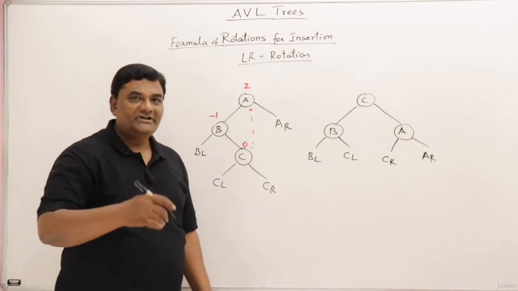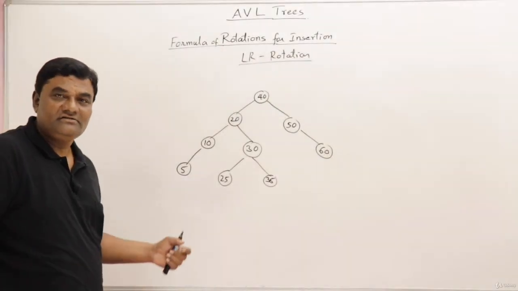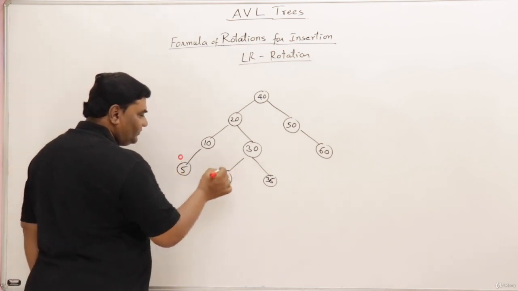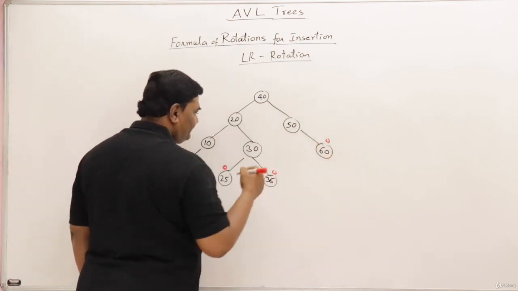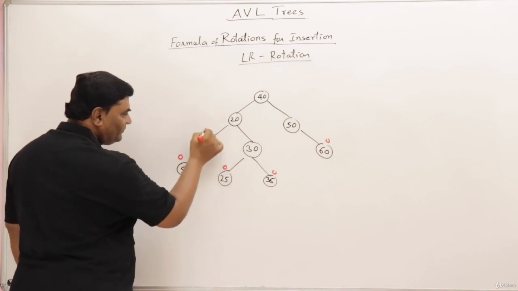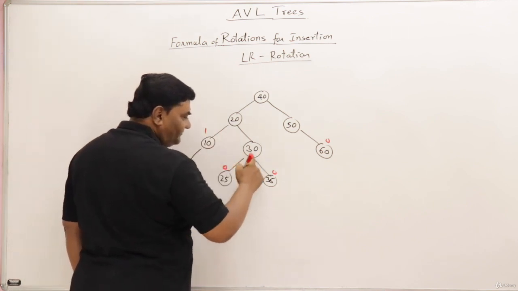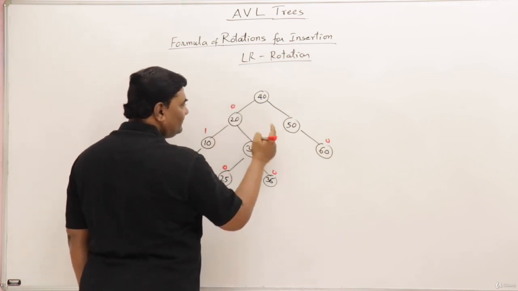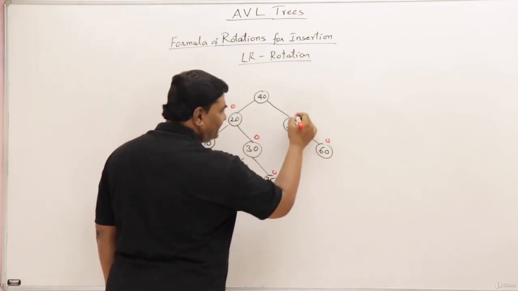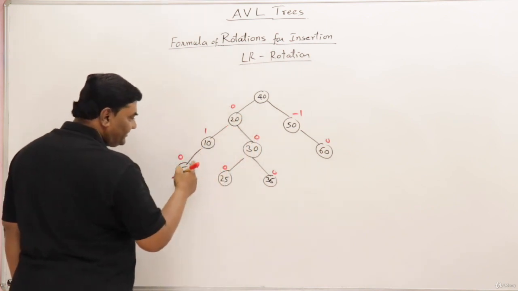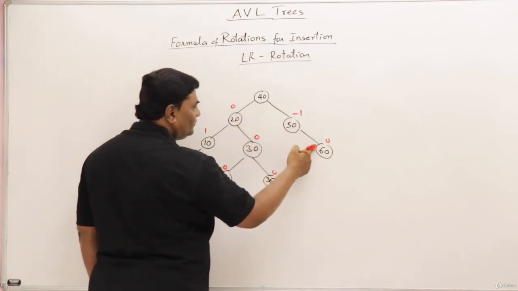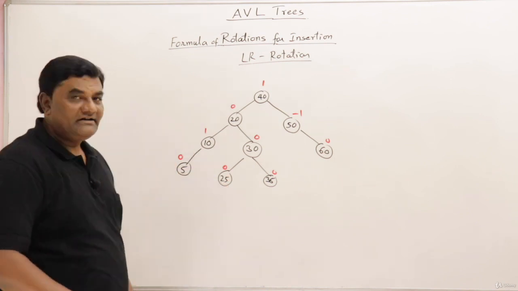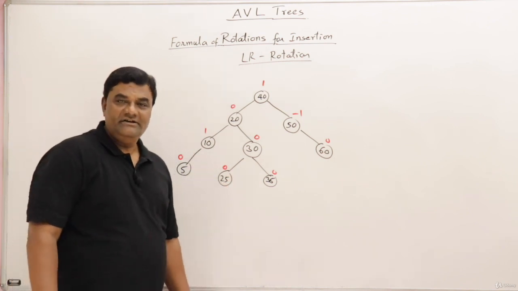So I'll take one example and show you. Suppose this is a given tree. Check the balance factors. 0, 0, 0, 0. Then this is 1 and 0, 1. This is 1 minus 1, 0. This is 1, 2, 1, 2. So 0. This is 0 and 1 minus 1. 1, 2, 3. 1, 2, 1. So everything is perfect. It's a balanced AVL tree.